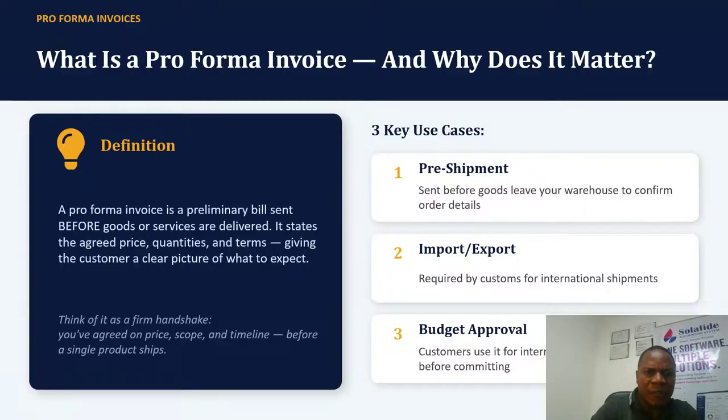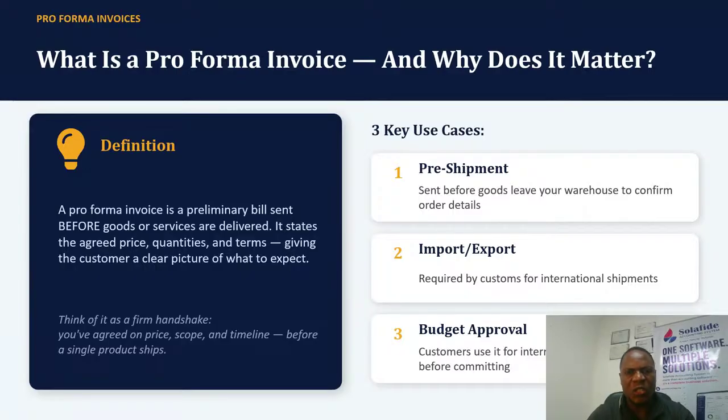So a pro forma invoice is a preliminary bill that you send to the client or to the potential customer before you even deliver any good or service. Take, for instance, somebody who wants to subscribe to Solafite. The person basically asks, send me a pro forma. In that pro forma, the person expects to see certain things. He wants to see how much I am offering my service for.